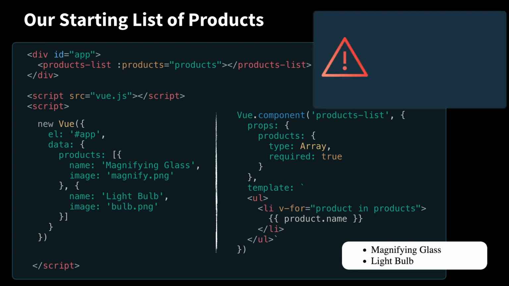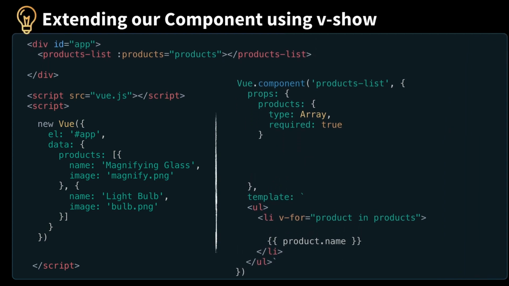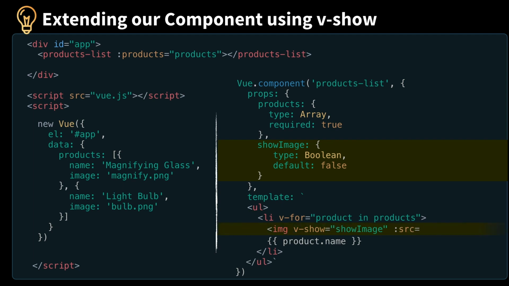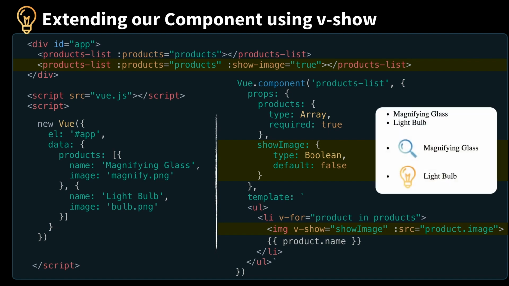Here comes our first problem. What if this is a reusable component across our application, and sometimes we need to show the product's image so that it looks like this? One way we could extend our component is by adding a new prop called showImage, which is a Boolean, which defaults to false. And then we'll use v-show to show our product image if we need to. To use this, we simply use the prop showImage equals true, and then we get two lists of products, one that has our images.